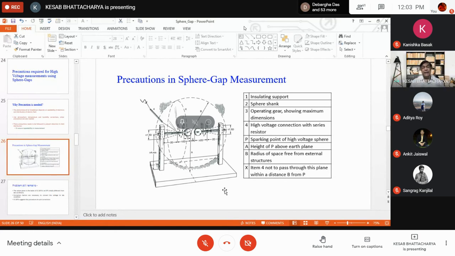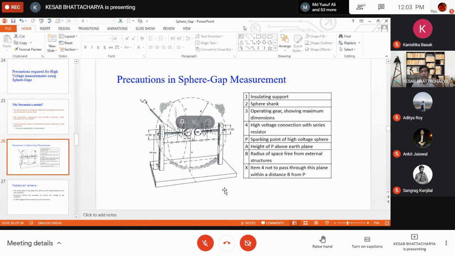Now again, A is a dimension that is written over here. It is the height of P, that is, the clearance of the sparking point of the live sphere from ground. In the IS specification, actually two values of A are mentioned. One is the minimum value of A, and the other is the maximum value of A.